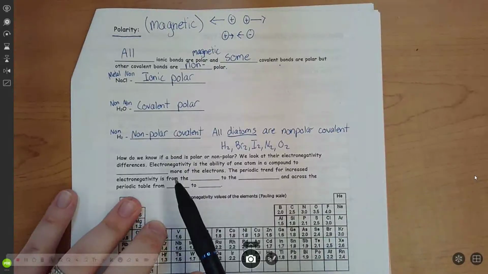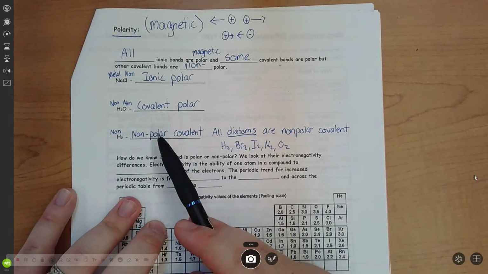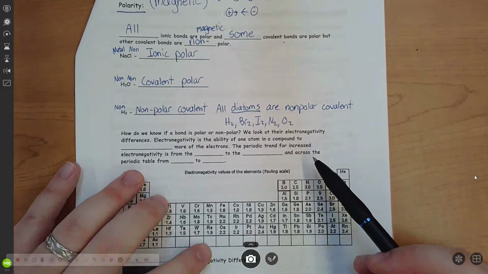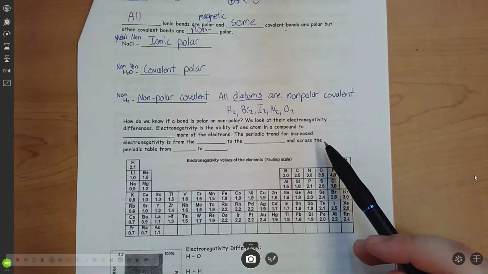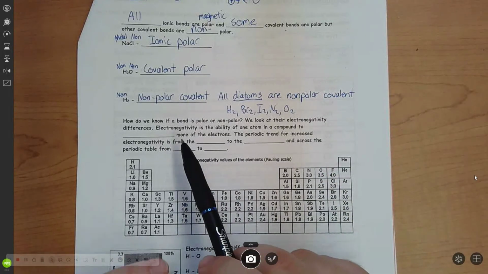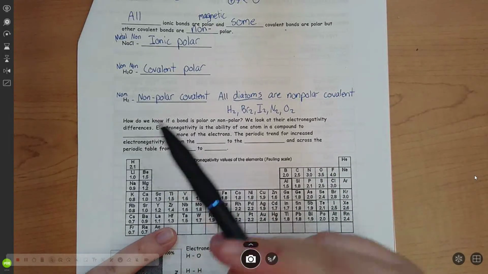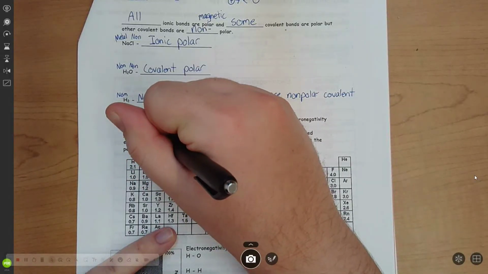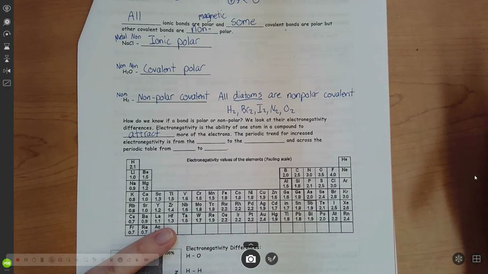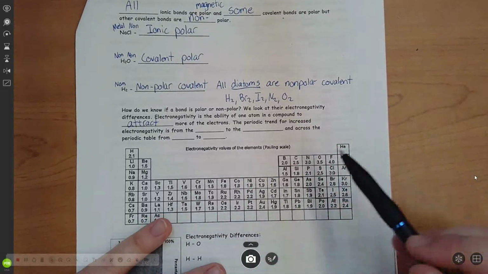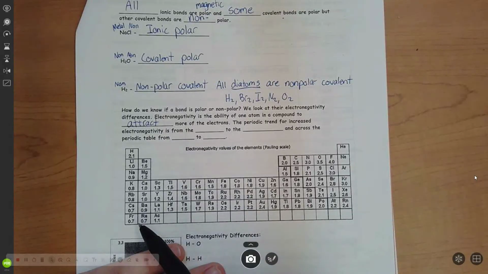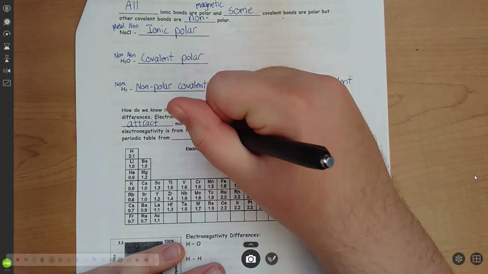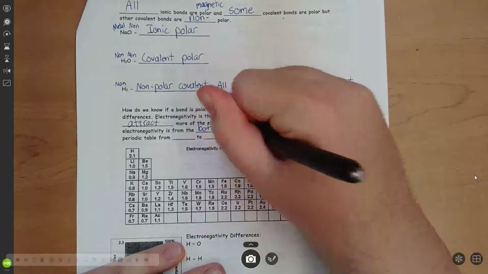So let's talk about how we know whether these are polar or nonpolar. We're going to be learning a new chart called the electronegativity chart. Electronegativity is the ability of one atom in a compound to attract more of the electrons. The periodic trend, so how the numbers go on the periodic table, and we can see it down here, is that it's going to increase from the bottom to the top.